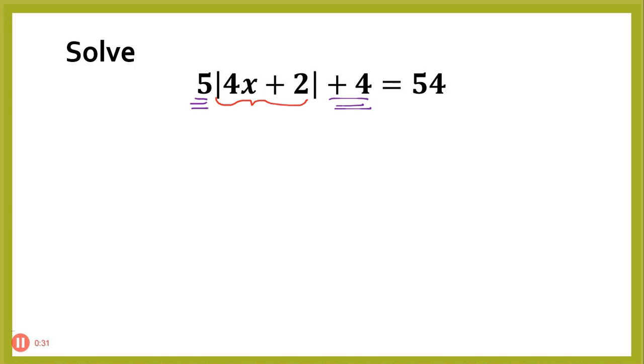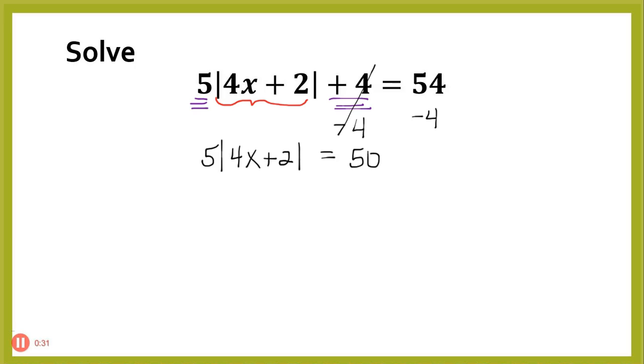Let's start with that positive 4. So let's subtract 4 from both sides. So then that gives us 5 times the absolute value of 4x plus 2 equals 50.